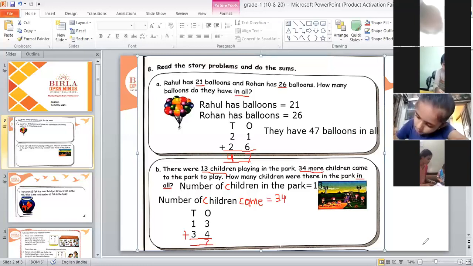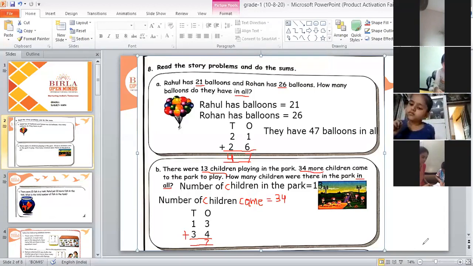1 plus 3? Suryansh, I'm asking, 1 plus 3 how much?